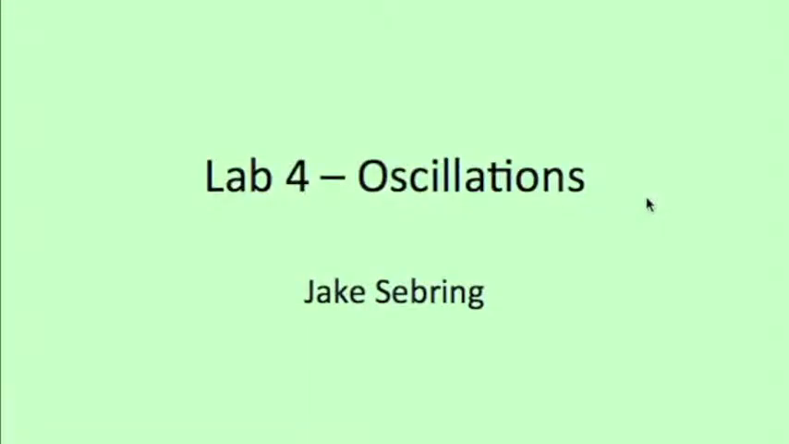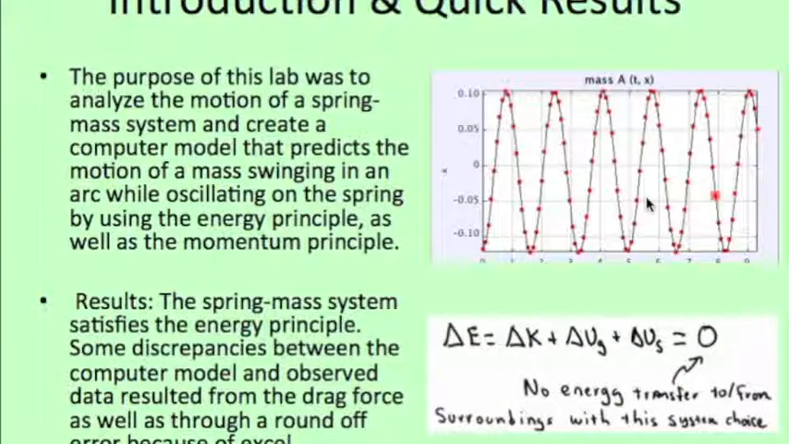Lab 4, Oscillations. The purpose of this lab was to analyze the motion of a spring mass system and create a computer model that predicts the motion of a mass swinging in an arc while oscillating on the spring by using the energy principle as well as the momentum principle, or Newton's second law.